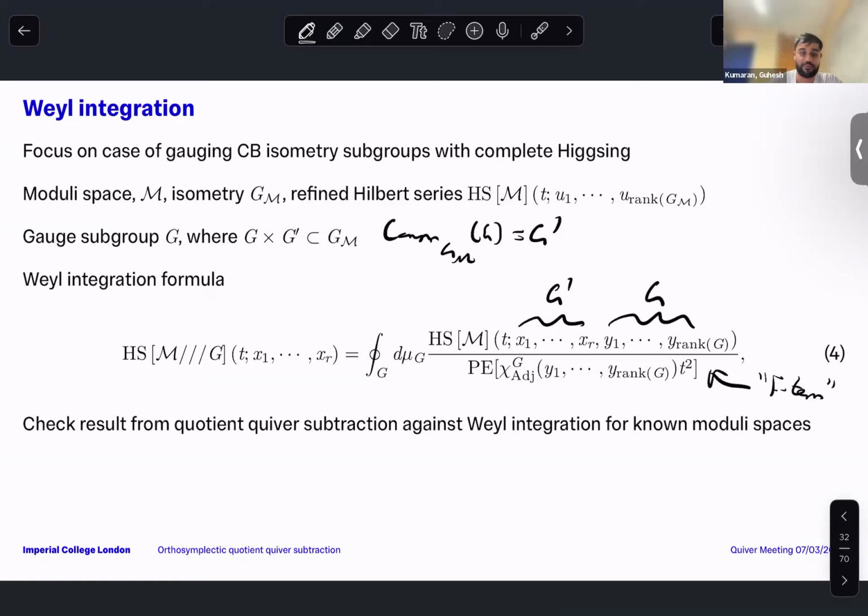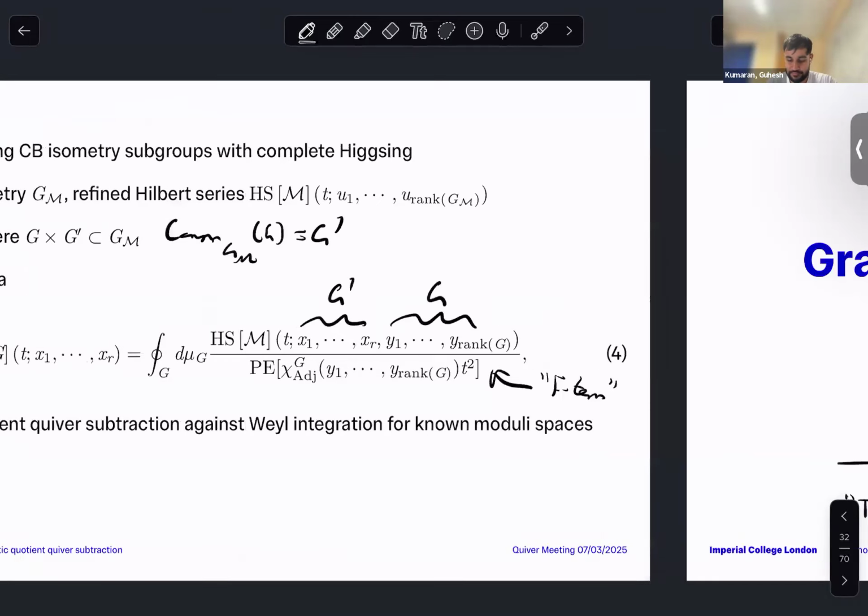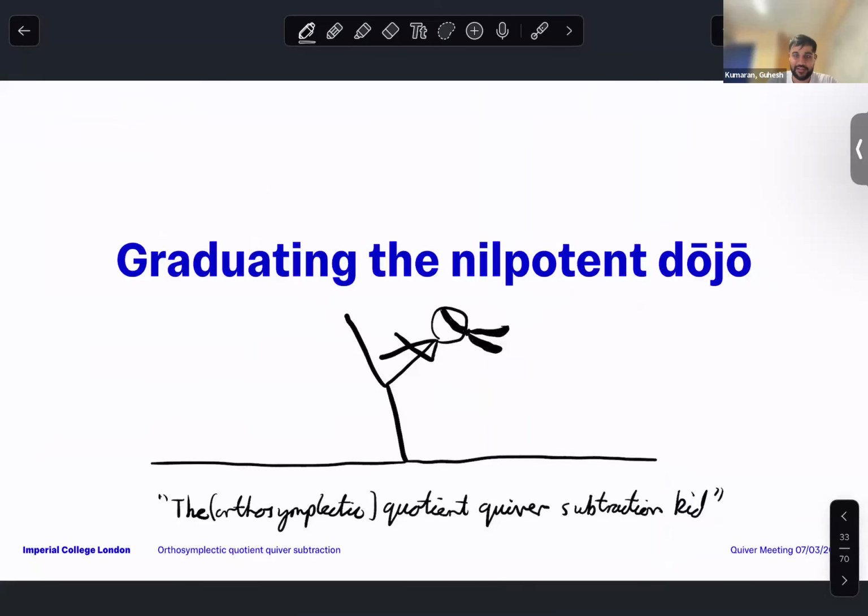And we'll just check the result from this quotient quiver subtraction algorithm against Weyl integration for some known moduli spaces. So this is what we'll be doing. We'll be graduating the nilpotent dojo. I'd like to credit Sam for coming up with this phrase. So shout out, Sam. This is the orthosymplectic quotient quiver subtraction kid, starring Jaden Smith.